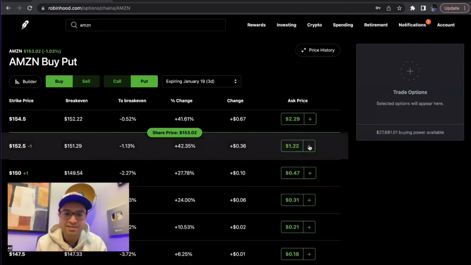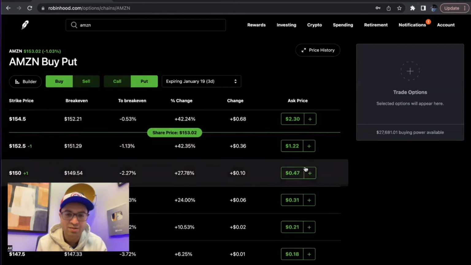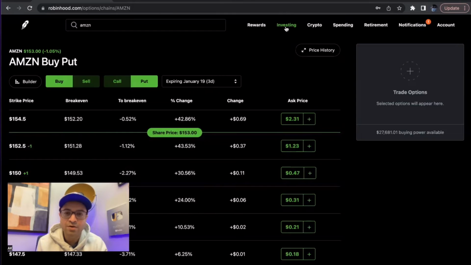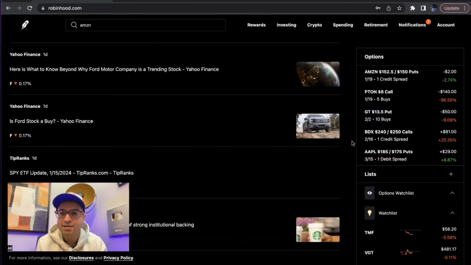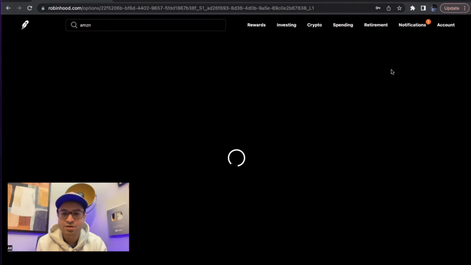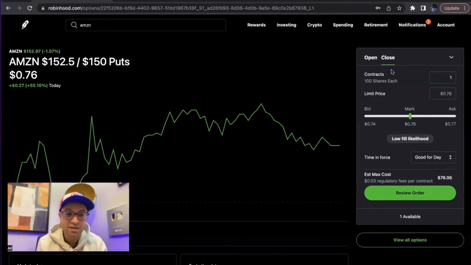But instead of doing that as a separate transaction and doing both of these legs, the cool thing about Robinhood is you can come back into your credit spread, right? This is what we did. You can just click on close. It'll execute both legs for you at the same time.